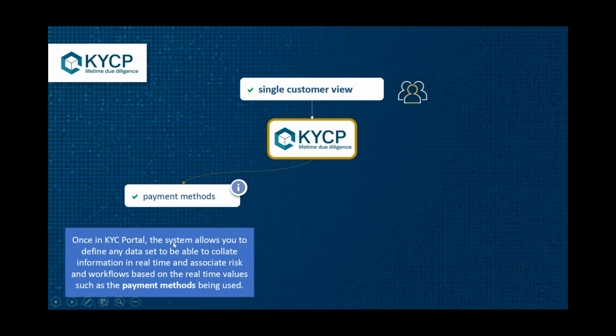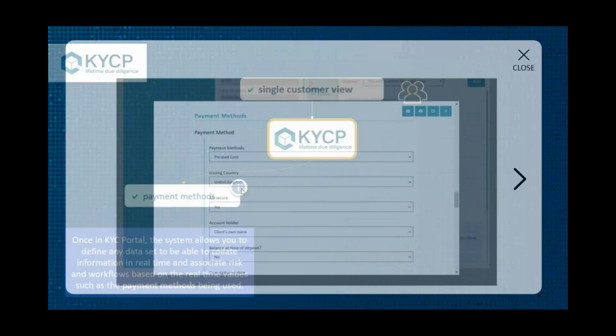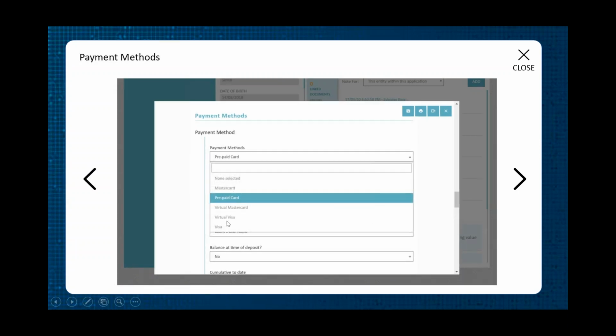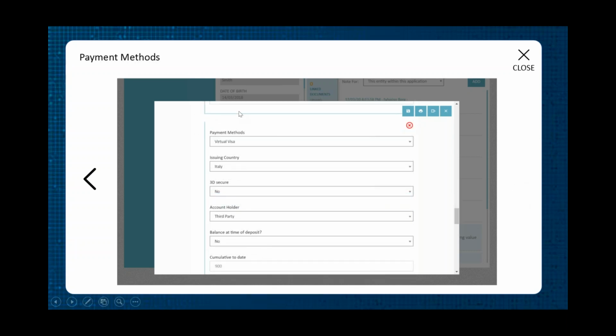So the system over here allows you to define the payment methods. So for example, if I had to click on the preview, over here we can see a setup where, based on the payment method itself, based on the issuing country, whether it's 3D secure or not, whether it's the account holder's name, who is the same as the player name, the system allows you to define all of the variables that you want at any point in time, and it also allows you to cater for multiple payment methods.